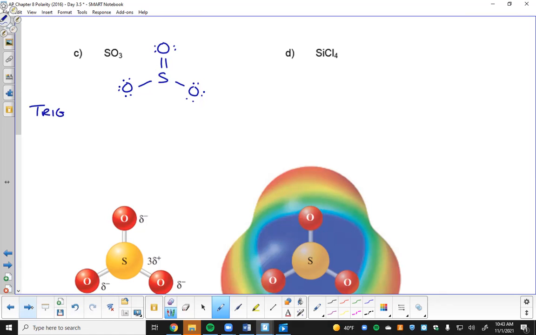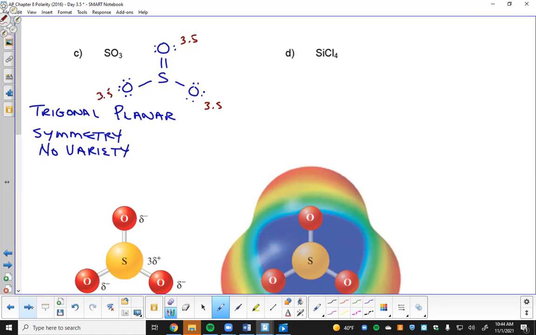So we get a trigonal planar, 120 degree bond angles all the way around. Symmetry. Things are equal in all directions. It's equally spaced and all that kind of good stuff. Because there is no variety. No variety means it's going to be symmetrical. Polar bonds, I believe, 3.5. Sulfur's going to be like a 2.8, maybe?